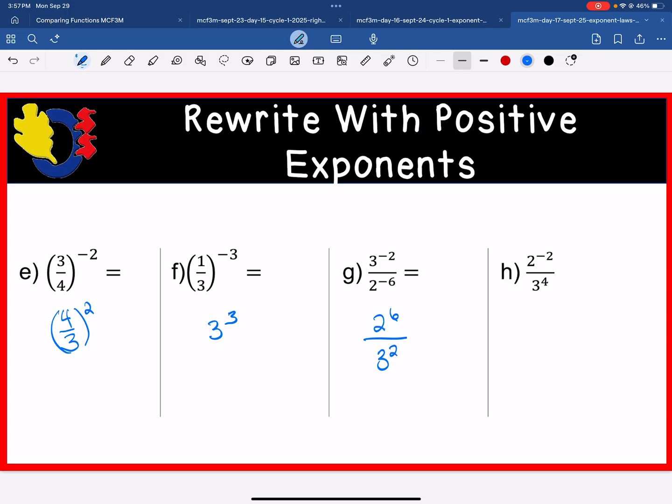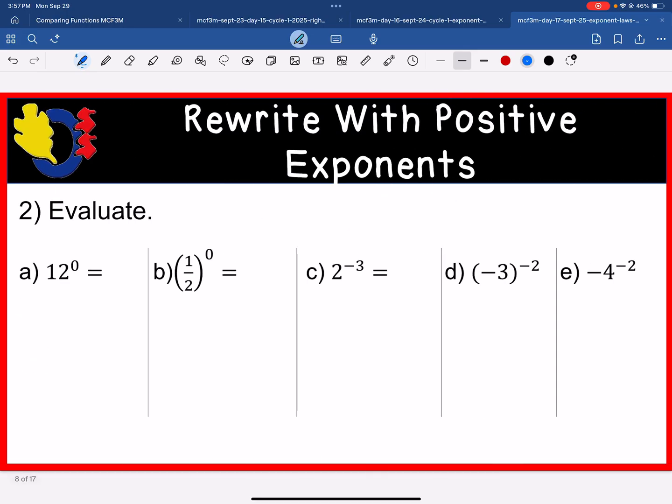All right, and then the last one is a little bit different. So 3 to the exponent 4 is already positive, so I'm not going to move its position. I'm going to leave it in the denominator. But I'm going to move the 2 to the exponent negative 2 to the denominator. I'm going to change it to 2 squared. But I can't leave an empty numerator, so we put a 1 as a placeholder.